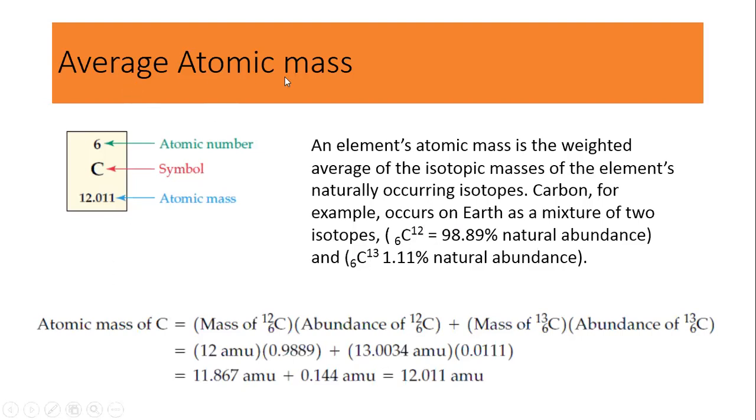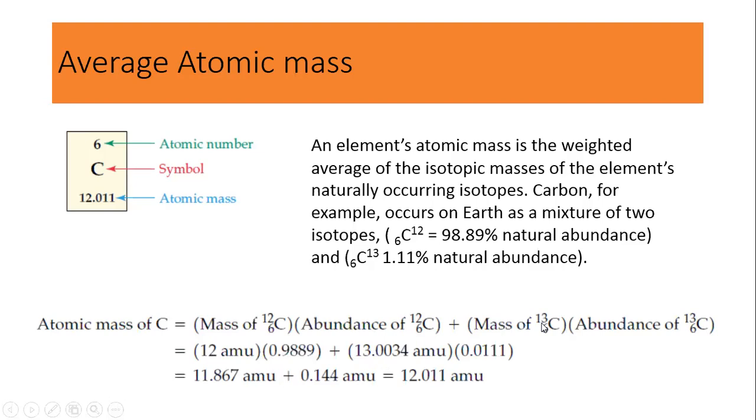So how can we calculate the average atomic mass? It is just the mass of the respective isotope multiplied by its abundance, plus the mass of the other isotope multiplied by its abundance. So I'm going to calculate this one. As we have learned before, the mass of carbon 6 12 is 12 AMU. The abundance is 98.89%, and you have to divide by 100, so it will be 0.9889. So this is the abundance of carbon 6 12.